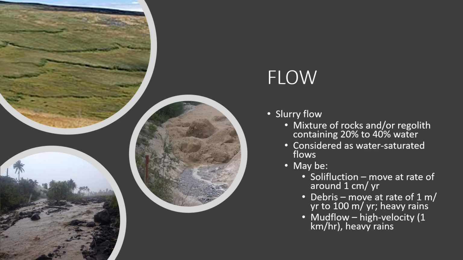This is how solifluction looks like in the picture in the upper left-hand corner. Debris flows have velocities that range from 1 meter per year to 100 meters per hour, and this results from heavy rain. That is the picture in the middle. And lastly, we have mud flows, which are a high-velocity mixture of sediment and water with velocities greater than 1 kilometer per hour, which is again caused by heavy rains. That's the picture in the lower left corner.